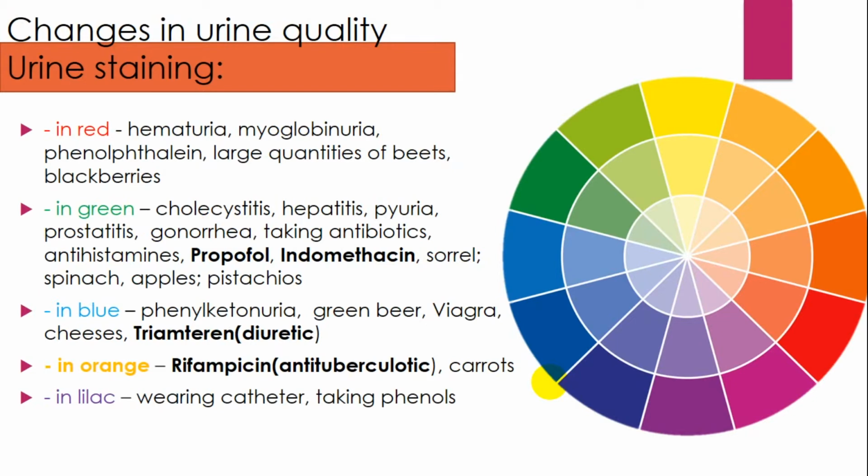Urine also can be green. It's due to such conditions as cholecystitis, hepatitis, pyuria, prostatitis, gonorrhea, and intake of sorrel, spinach, apples, pistachios. Also, urine can be blue due to phenylketonuria, a congenital disease, and intake of green beer, such drugs as Viagra, triamterene, also cheeses. Urine can be roughly orange according to intake of rifampicin, an anti-tuberculosis drug, or carrots. Also, urine can be lilac with a urethral catheter and taking phenols.